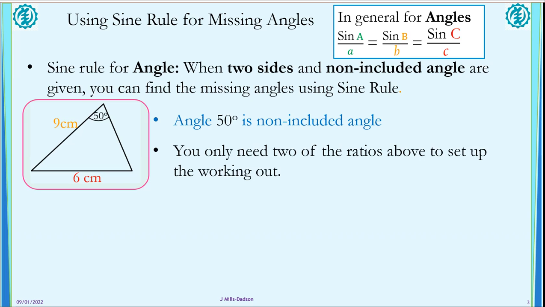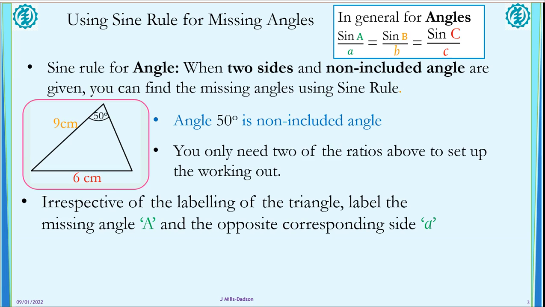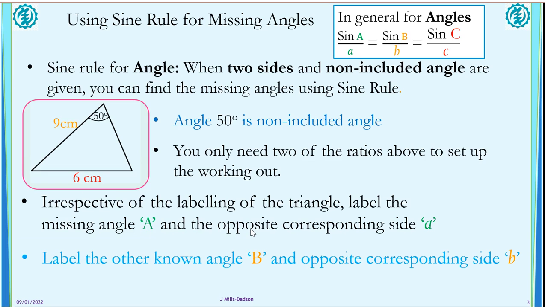As usual, you need only two of the ratios to set up your working out, and the labeling is very important. Label the missing angle big letter A and the opposite corresponding side small a. Another known angle is capital B, and the side opposite the known angle is small b.